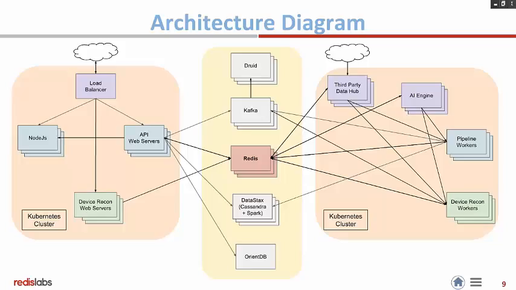So our AI engine, our pipeline workers, which compute the fraud score, our device recon workers that generate the device fingerprint, and then we have a third-party data hub that interacts with all the third-party APIs that we use to augment our data set. These are like social details about users, or the phone number, details about the network, the circle, and all those kind of things, geolocation, and so on.